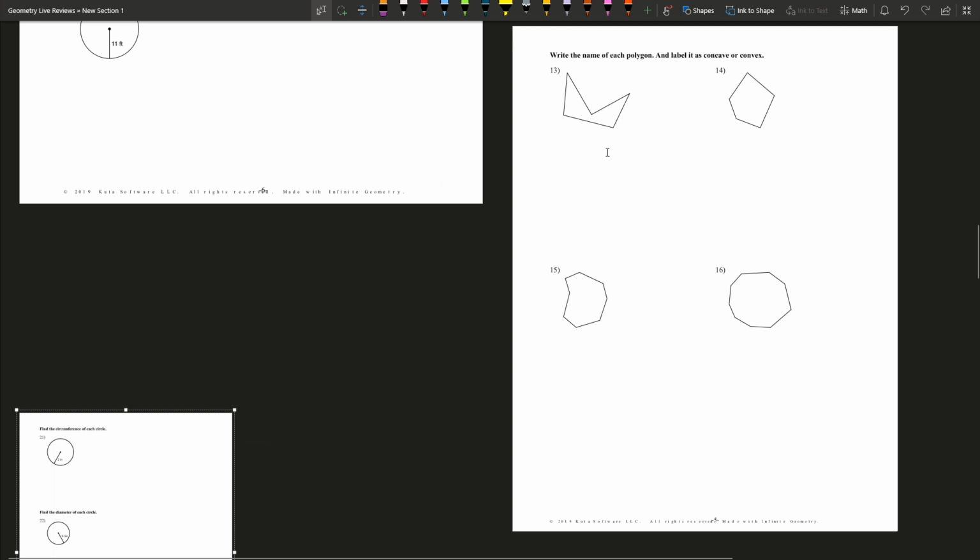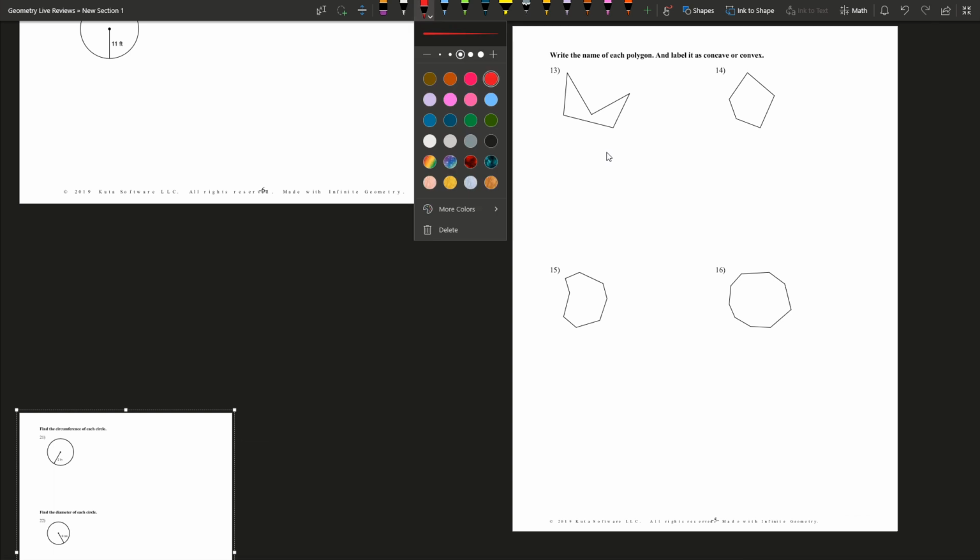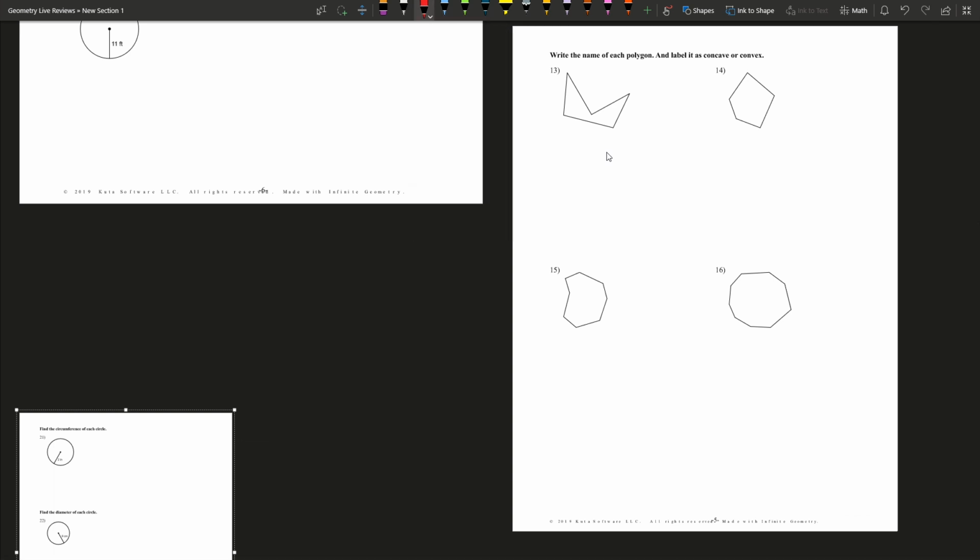Okay, 15 and 16. Write the name of each polygon and label it as concave or convex. So in order to get the name of a polygon, count the sides. 1, 2, 3, 4, 5, 6. So number 15, that's an 8-sided polygon, so automatically this is going to be some kind of hexagon.